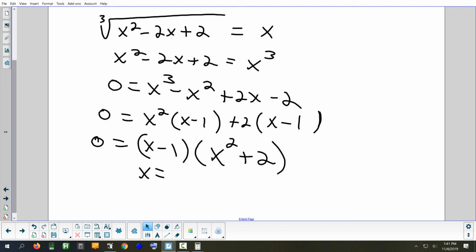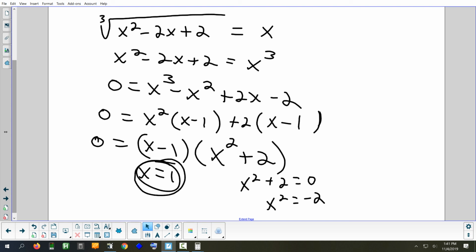What would make the first factor 0? 1. And now the second one, what would happen when you set that equal to 0? You can subtract 2. Okay, you can do that. Now what? You get the square root of a negative, so you get imaginary numbers. So there are no answers from here. So x equals 1.